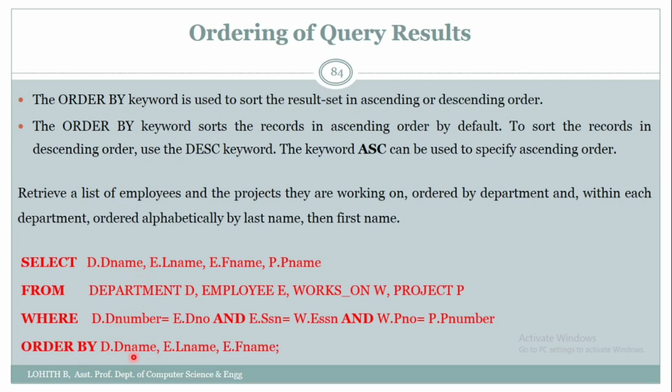Using ORDER BY, we order the entire retrieved data set based on the department name. It will be in ascending order, and then the last name and the first name of the employee. So this is how the ORDER BY keyword works. ORDER BY is used to order the column values. By default it is ascending, and if you want to arrange values in descending order, you can make use of the keyword DESC.